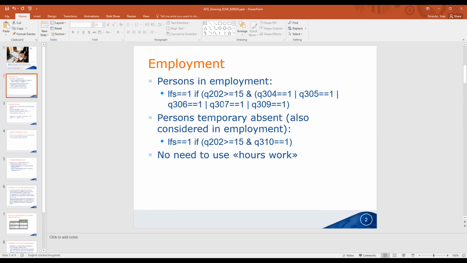The second group, if you remember from the previous session, is the persons who are temporarily absent, and they will also be considered in employment. So here, what do we do? We also put LFS equal to 1, again if the persons are 15 and above, and if in 310 they've said that although you did not work last week, you have a work from which you are temporarily absent. So if they say yes to this question, then they will also be classified in employment.